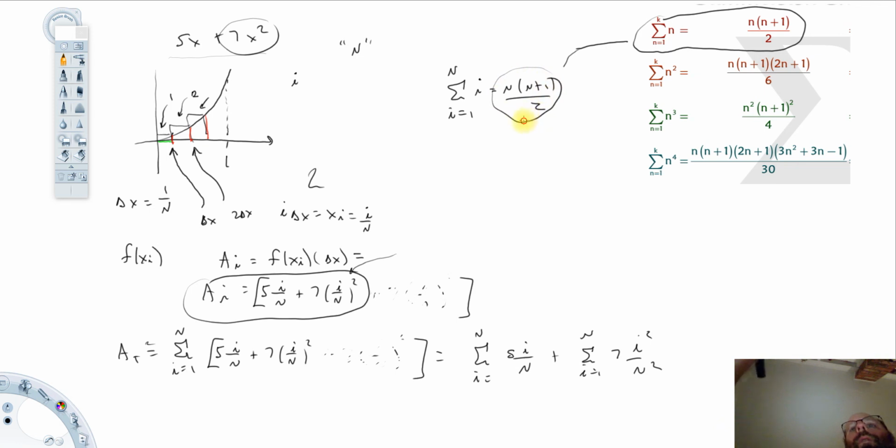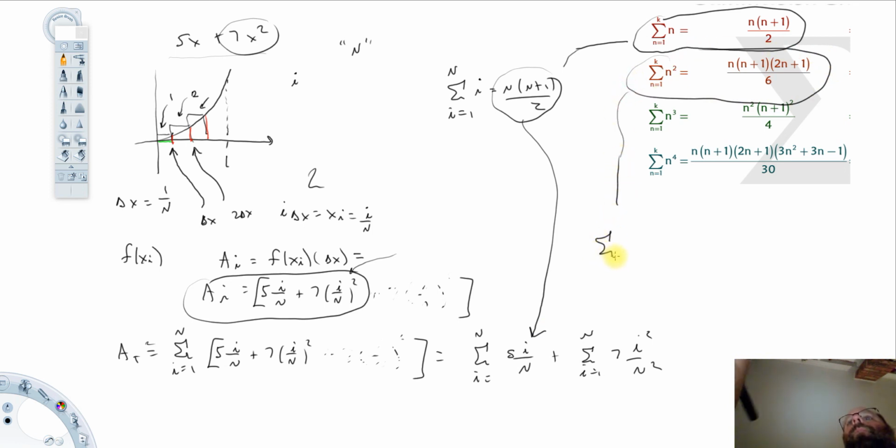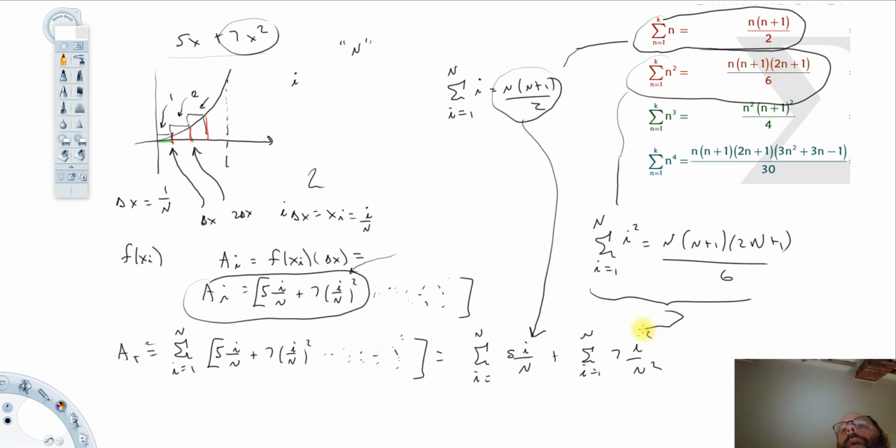You're going to use this one here. And then this one right here, I'm going to rewrite using the variables I've chosen. The sum from i equals 1 to n of i squared is equal to n times n plus 1 times 2n plus 1 over 6. You're going to use this one here.